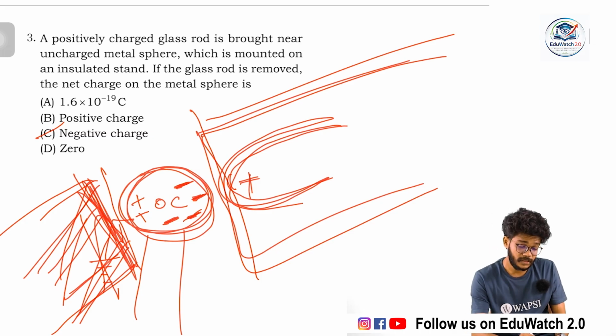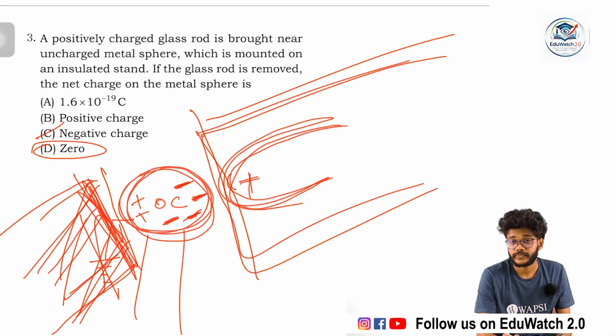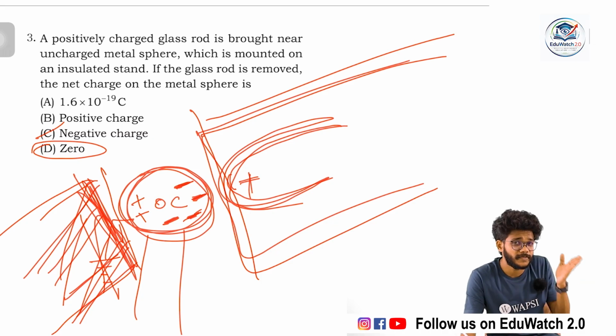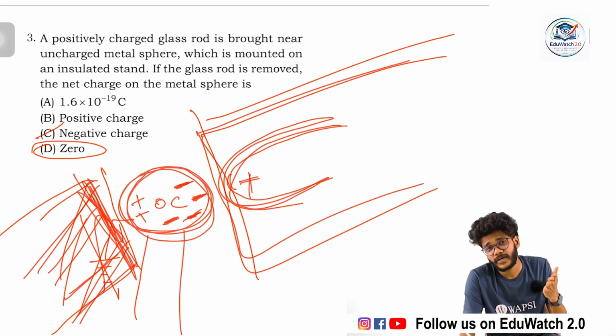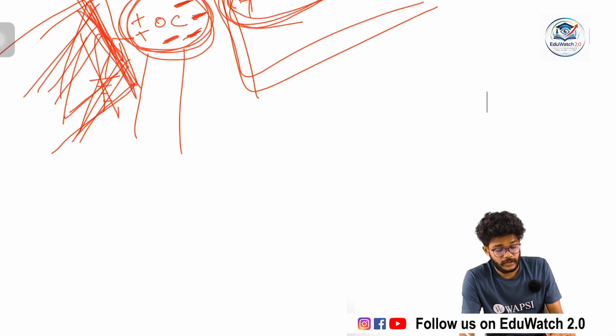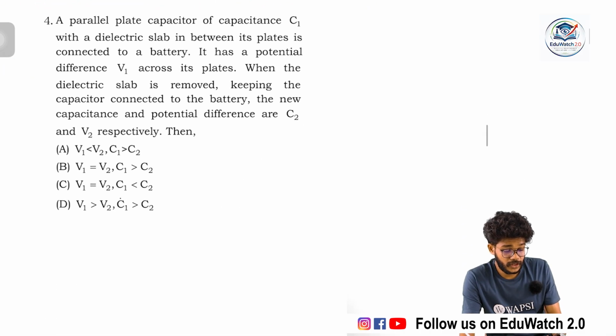For this question the answer is 0, but if the question is like this, when the sphere is connected to the earth, and before removing the glass rod we remove the earth line, then the answer will be negative. Okay, so we can move to the fourth question.